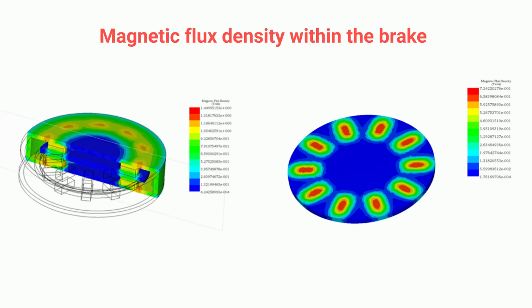Let's look at the magnetic flux density in an axial permanent magnet braking system using EMWORKS. The magnetic field circulates through the iron components, forming two loops. Each loop contains two poles, essential for effective braking.